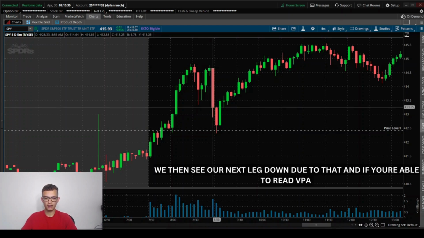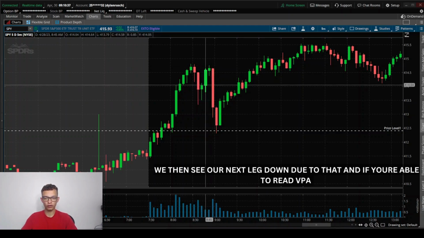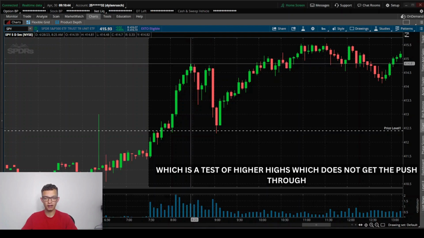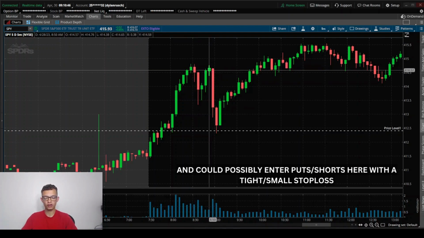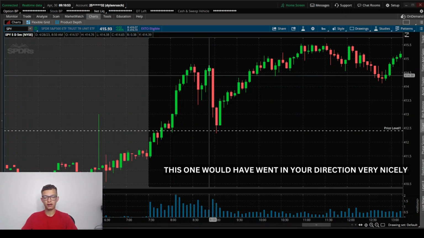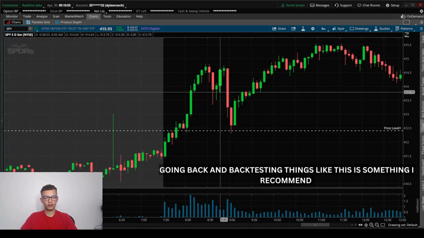We then see the next leg down because of that, and so if you are able to read VPA, you see this very low volume candle here on the 5-minute that is a test of higher highs and cannot break through. And so you can enter into puts here with a very tight stop loss, and it would go in your direction very nicely.